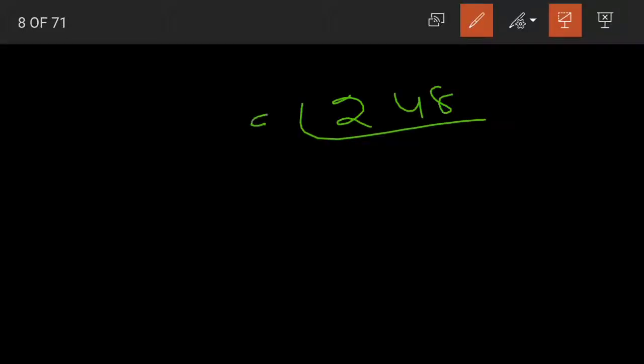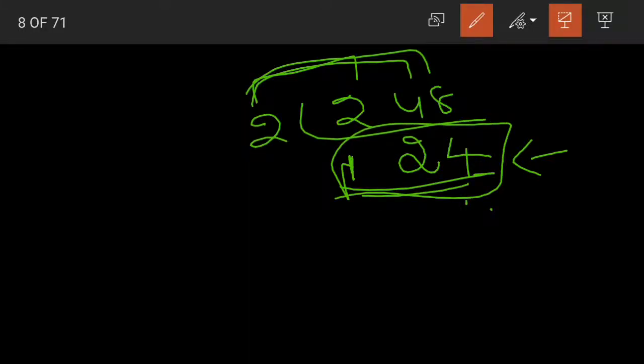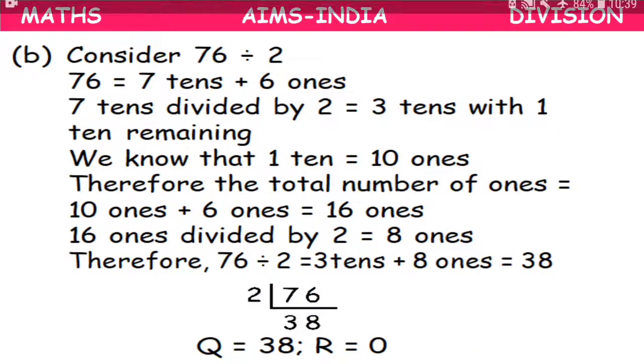248 divided by 2 in the short division method. First take 2. 2 ones are 2. Then we have 4. 2 twos are 4. Then 8, we have 2 fours are 8. We are simply writing the quotient here. 124 becomes our quotient. And it is exactly dividing the number. So the remainder becomes what? Remainder is 0. There is no remainder here. Let us consider another example.